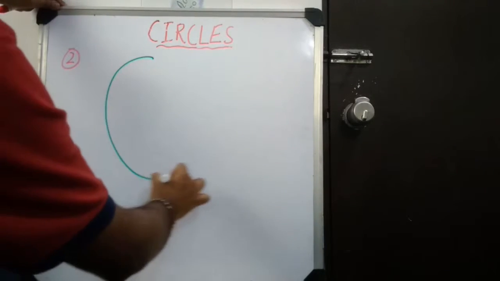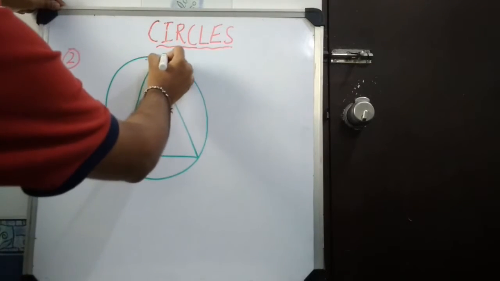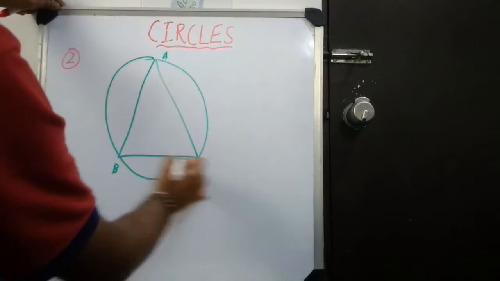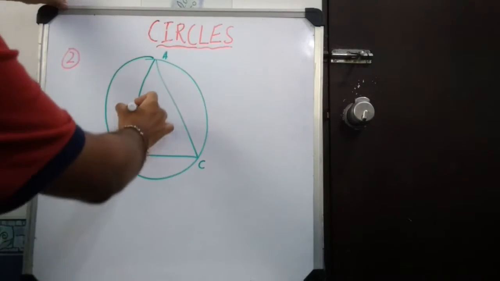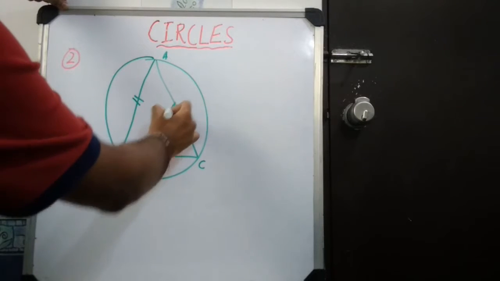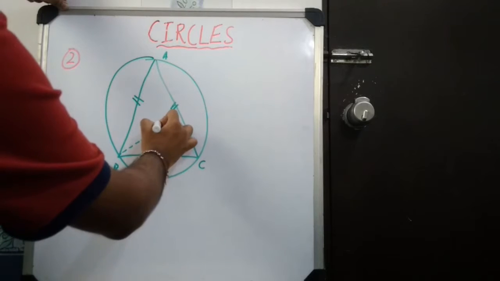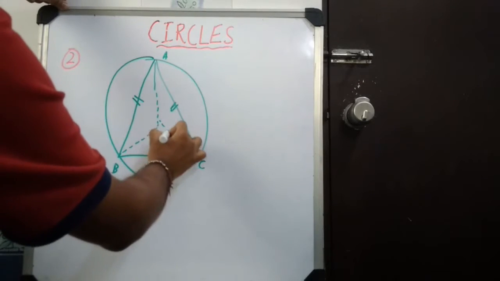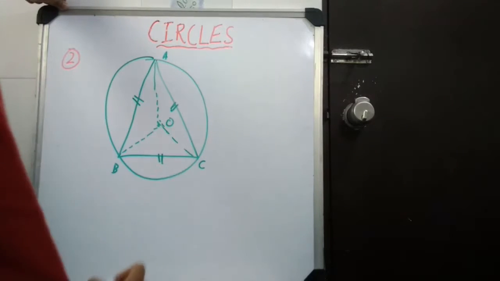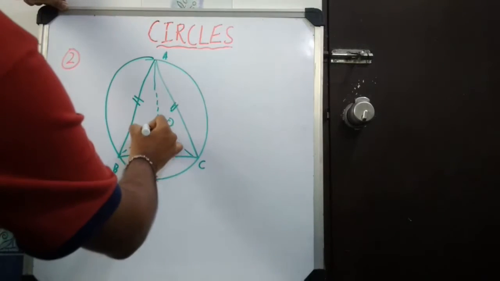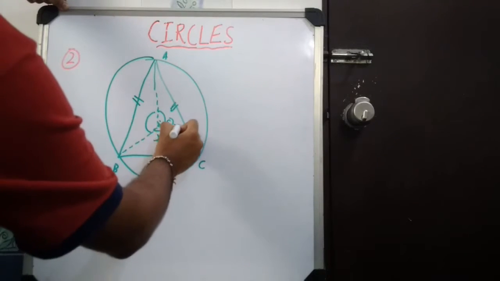Now, in this property, I have been given that triangle ABC is an equilateral triangle. So here I have three chords which are equal. So this is O, right? So this angle will be equal to this angle, will be equal to this angle. So let me take this as X and let us find.